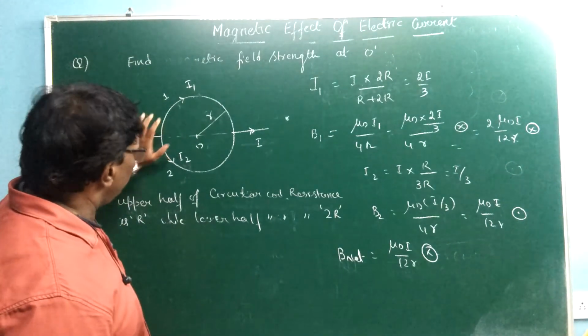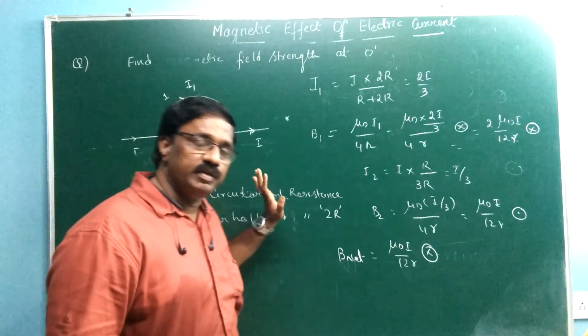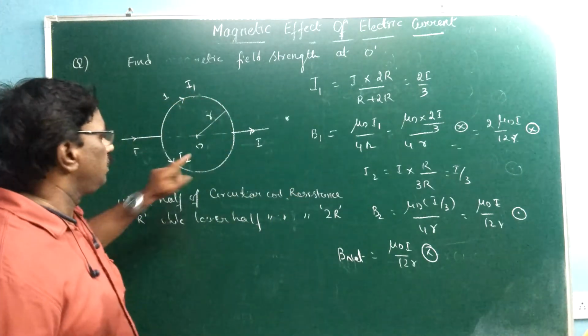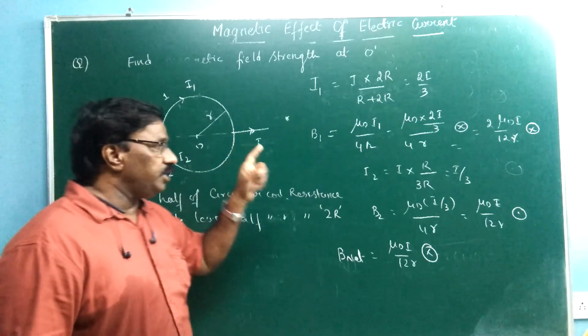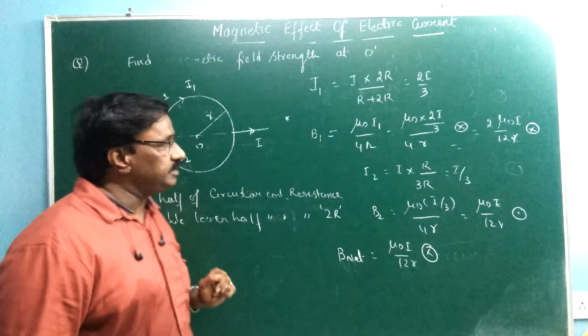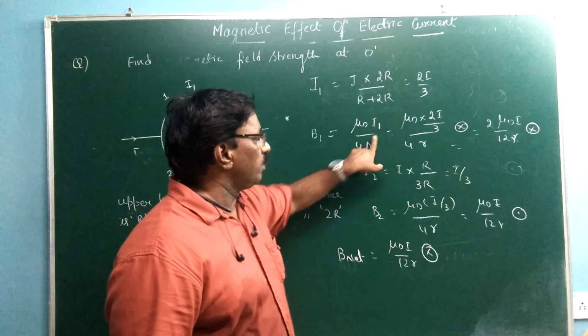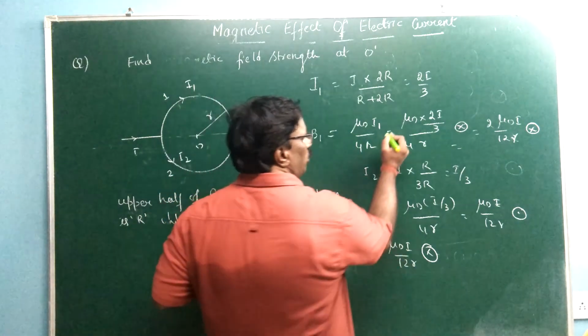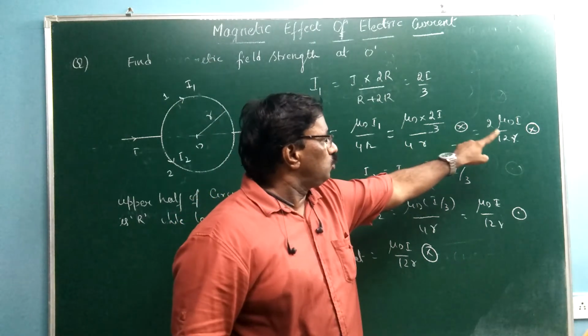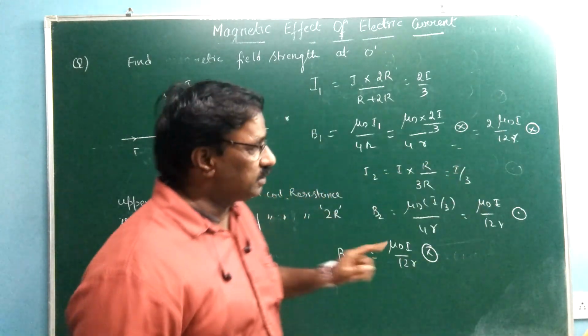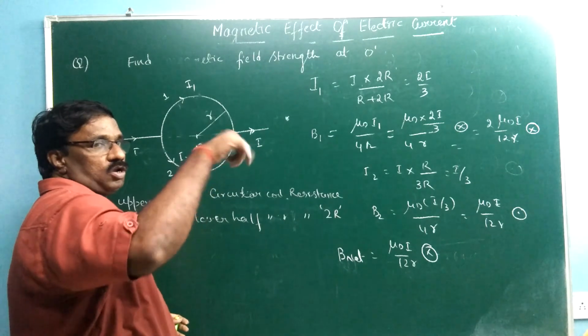In the previous case it was the same manner, but there the wire is uniform, having the same resistance. But here the resistances are different. And we know how to divide the current: total current into opposite resistance by total resistance. So B1 we got, mu naught I1 by 4R, equal to mu naught into what is I1, 2I by 3 by 4R. So 3 4s are 12. So 2 times mu naught I by 12R. Direction is into because it is clockwise.